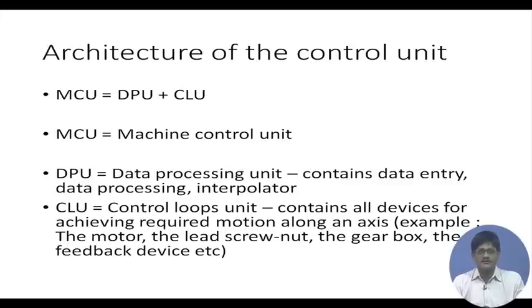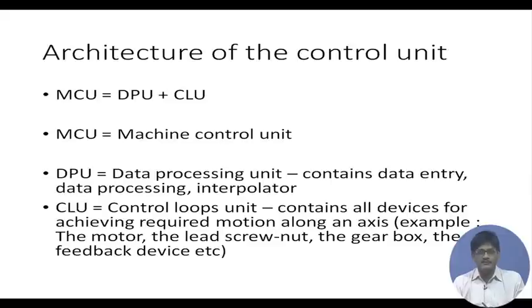What does the data processing unit do? It is concerned with data entry, data processing, that means all sorts of calculations involving the data, and also interpolation. Interpolation means that you are instructing the machine to move on, say, a circular path or a linear path from one point to another, but you are not instructing it about what sorts of velocities and positions it is supposed to attain in between. So, somebody has to do the calculation, and there is a device called an interpolator inside the data processing unit, which does all these calculations and finds out the intermediate positions and velocities of the tool, in order to cover the intermediate path between two programmed points.